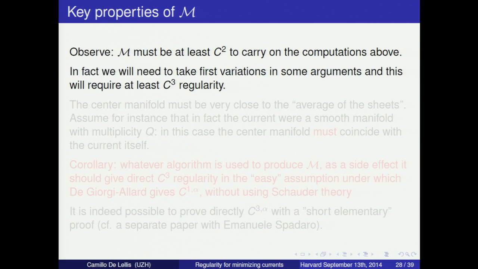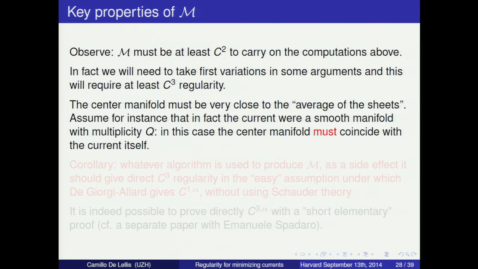So it has to be at least C2 to carry on these computations, because I need to approximate from the normal bundle. Actually, when you go further to step 4, which will come in a few minutes, very briefly, you realize that you have to take first variations. So you will actually need C3 regularity, because you will compute derivatives of the second fundamental form also. And then there is another very important point: the center manifold must be very, very close to the average of the sheets.